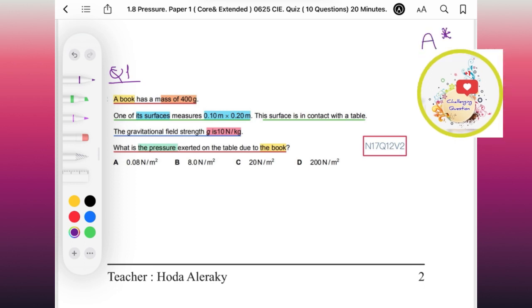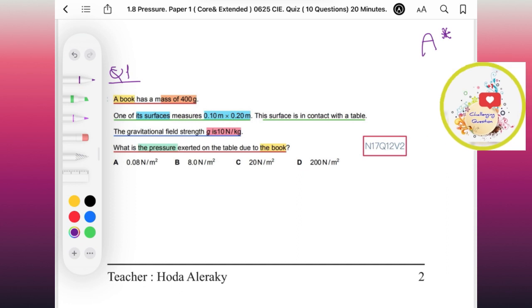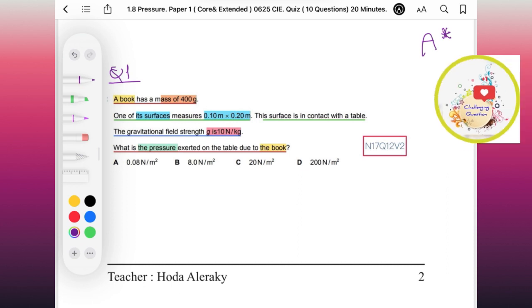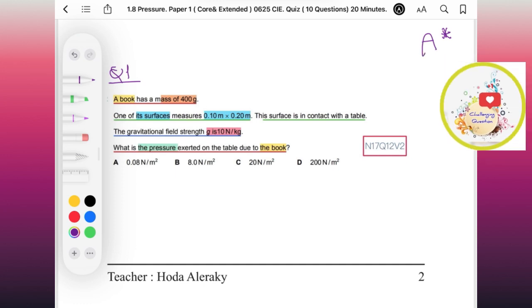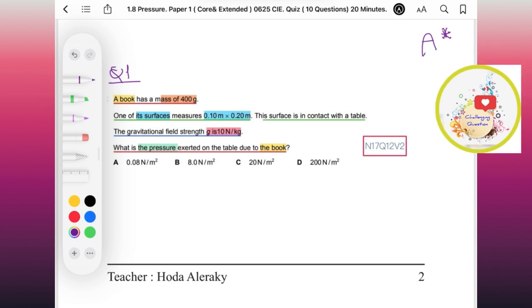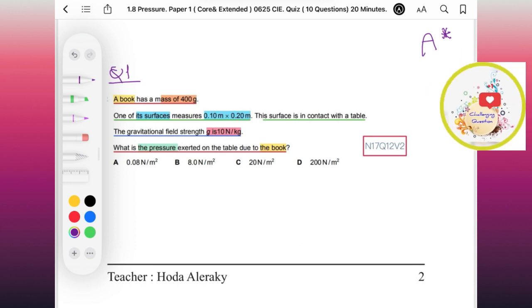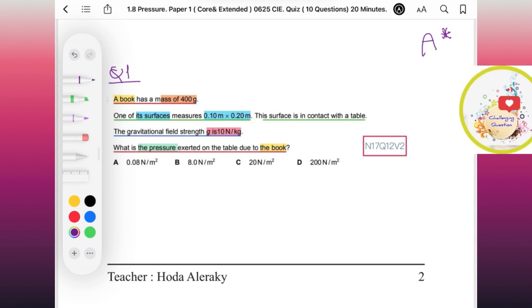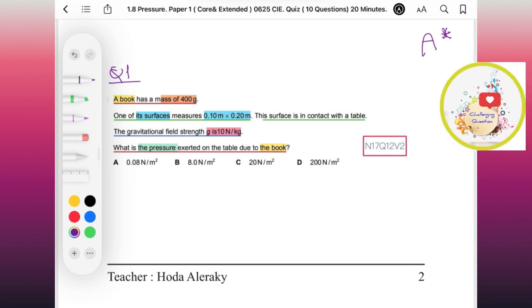You have a book of mass 400 grams. The area of contact is given, or can be calculated. Gravitational field strength is given. I will tell you why it's given now. What is the pressure exerted on the table due to the book?